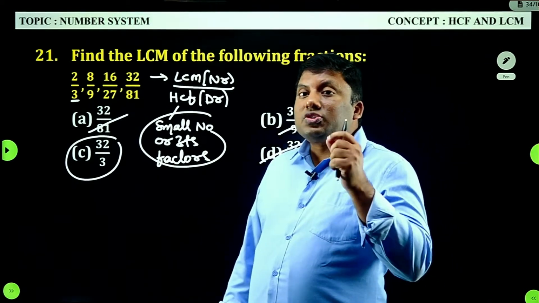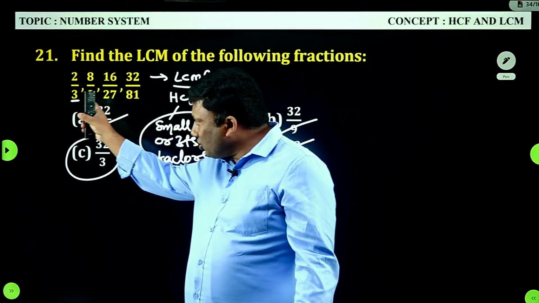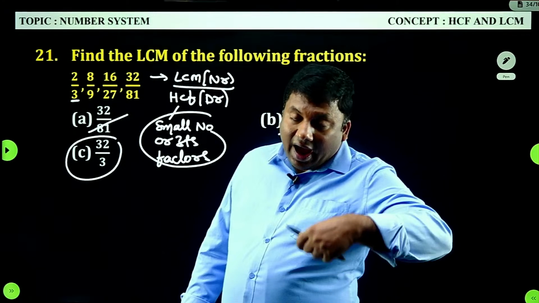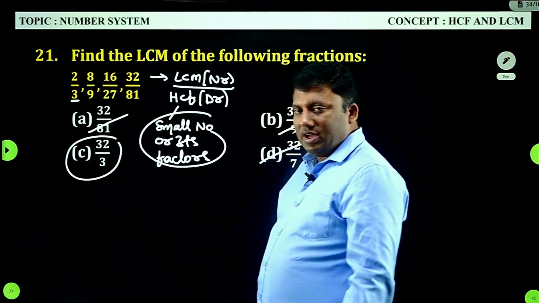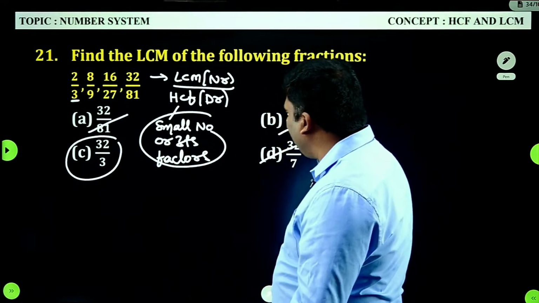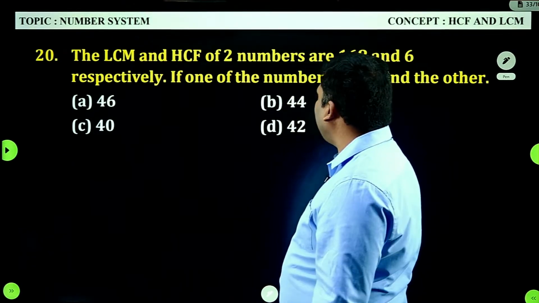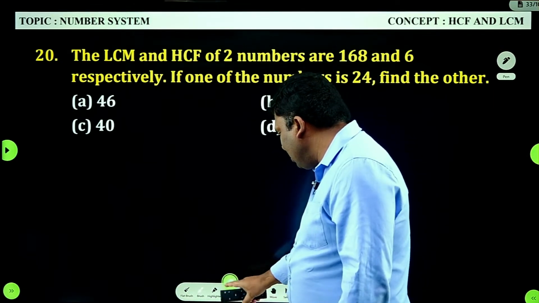HCF means the smallest number or its factors. The smallest number among 3, 9, 27, 81 is 3. The answer's denominator should have 3 or factors of 3. 81 is a multiple of 3, 9 is a multiple of 3, 7 will never come from 3. See this concept.